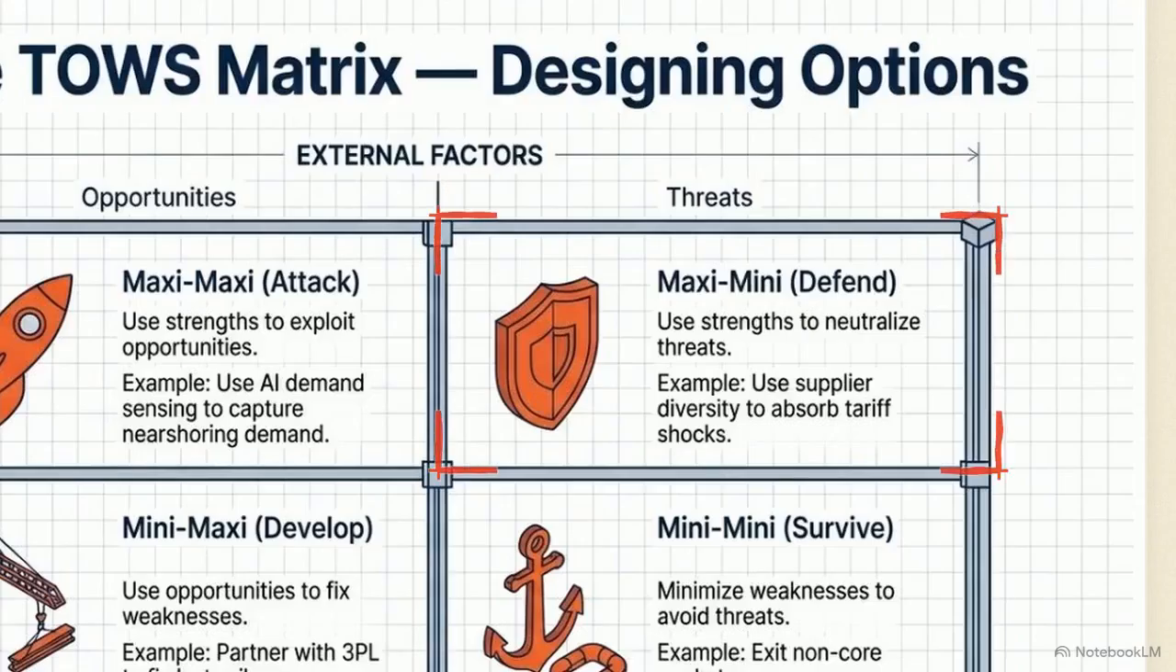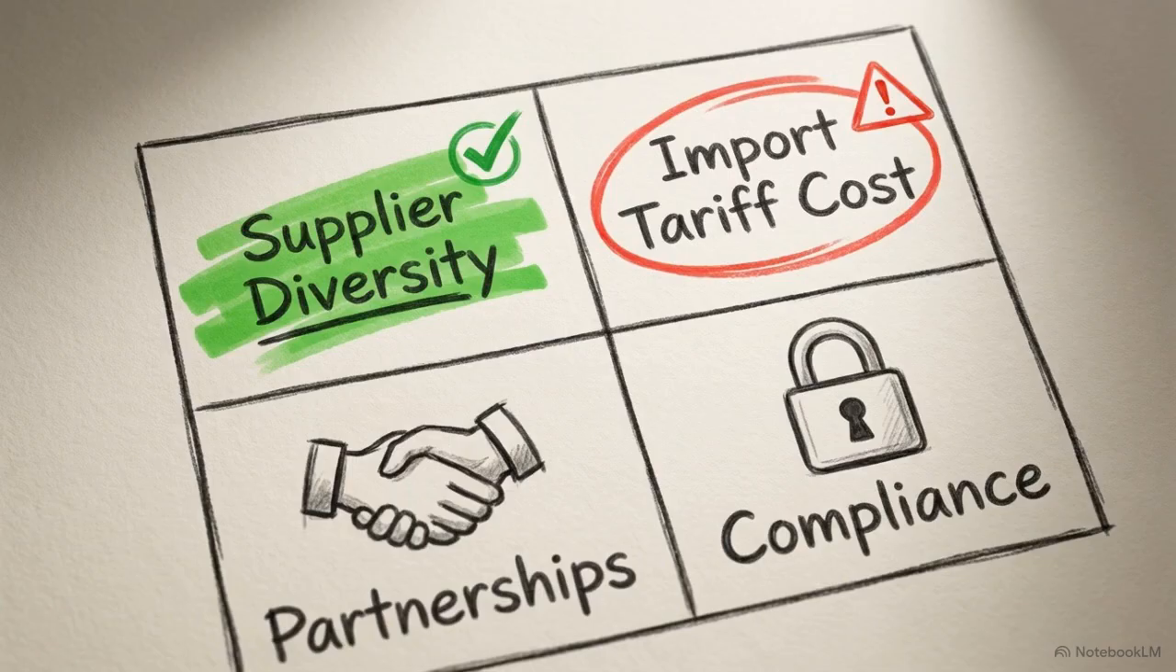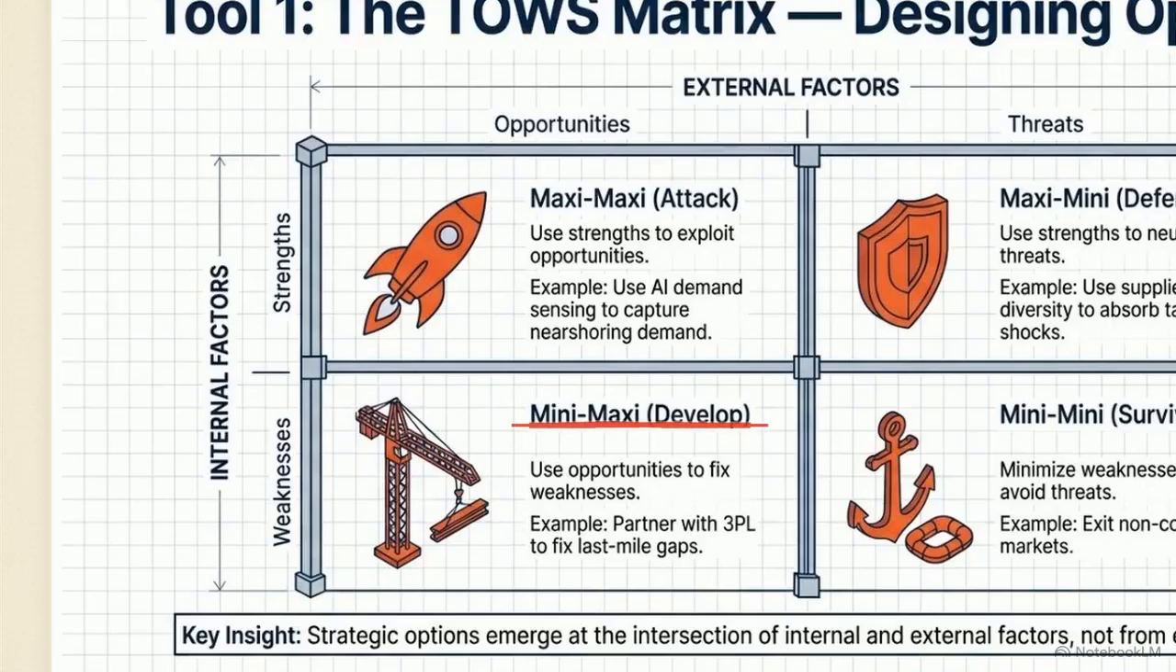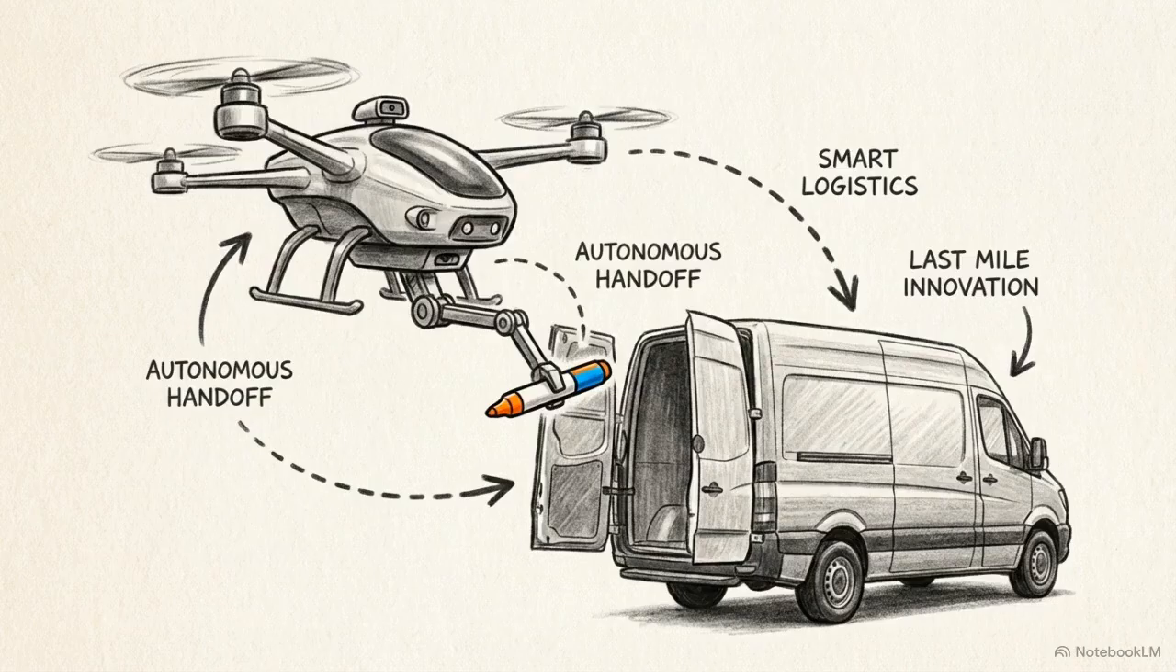Next is the top right, the maxi-mini or defend strategy. You use internal strengths to neutralize external threats. Think of a firm leveraging its highly diversified supplier network to absorb the shock of sudden import tariffs. Moving to the bottom left, we have the mini-maxi, or develop strategy. This involves using external opportunities to fix internal weaknesses. An example would be partnering with an innovative third-party logistics provider to resolve gaps in your last-mile delivery capability.